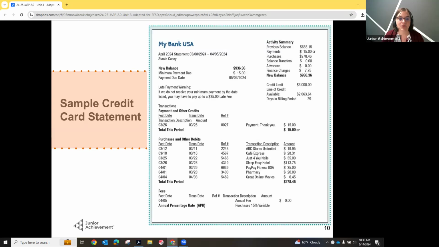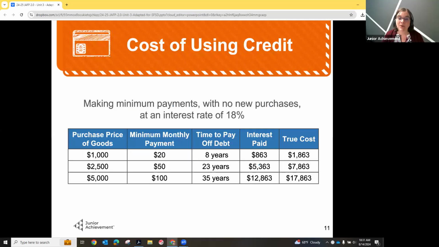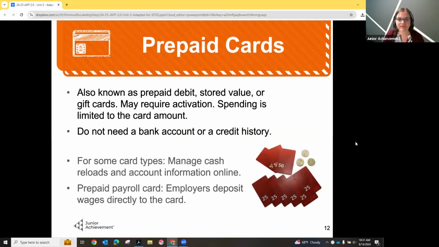There is a sample credit card statement within the slideshow that you could showcase how credit works. And we want to touch high level on just the cost of using credit. They need to know that it's not free money. They do have to pay it back, and with interest if they don't pay it off within that originally agreed upon time frame. So this gives them a quick showcase of how quickly it can snowball.